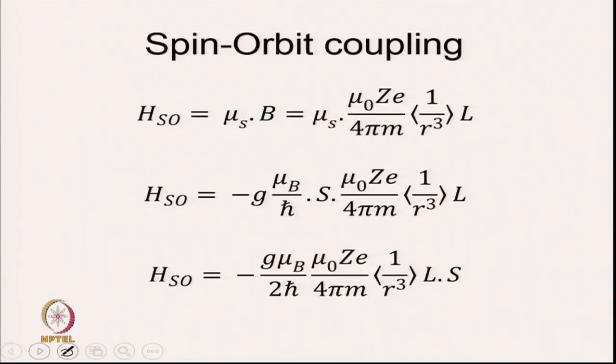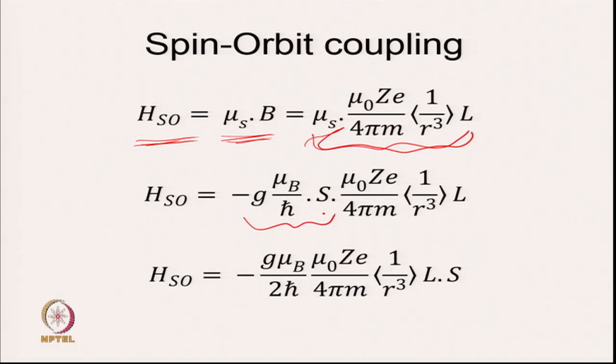Now, let us think about spin orbit coupling. So, how to write the Hamiltonian for spin orbit coupling, and for that you have to calculate. This Hamiltonian will be given by mu s, remember, the magnetic moment due to spin, into B, and B we already calculated, this is mu naught Z E by 4 pi m, 1 by r cube, L, and into mu s, and mu s we have expressed by this term.